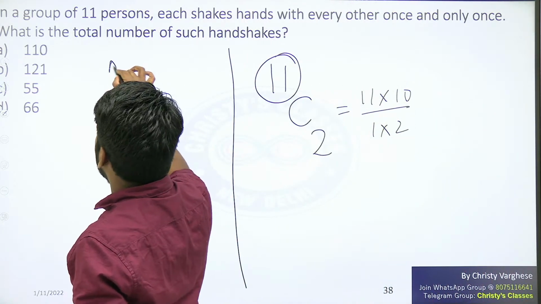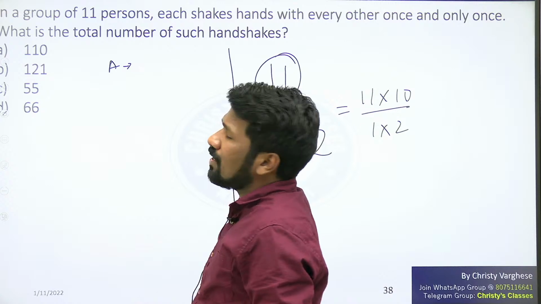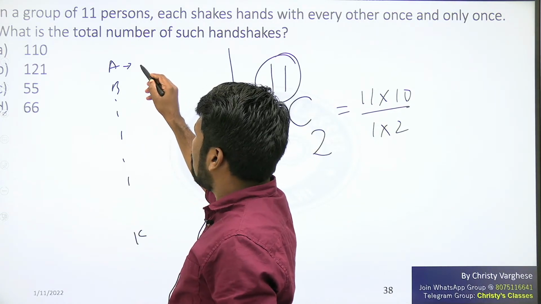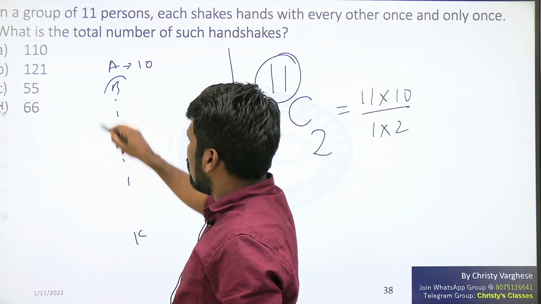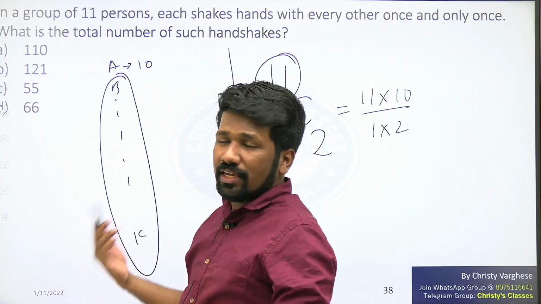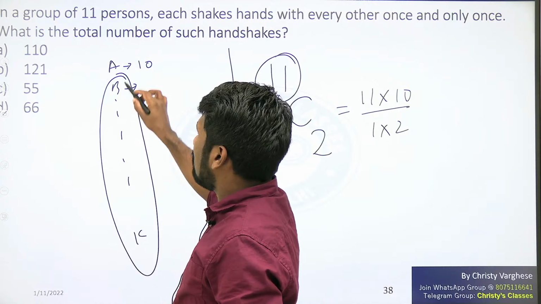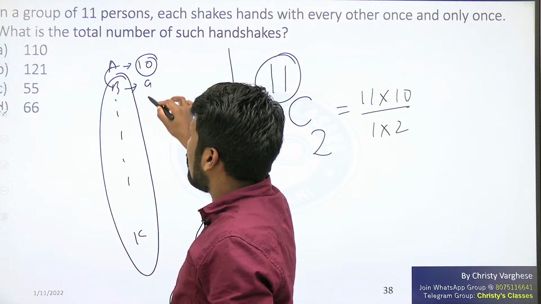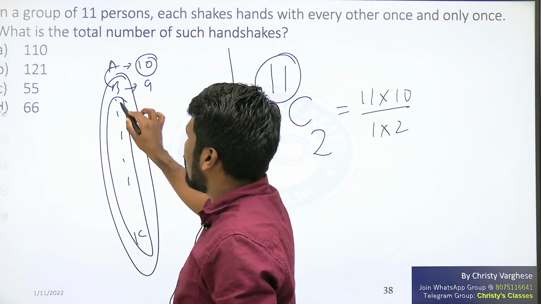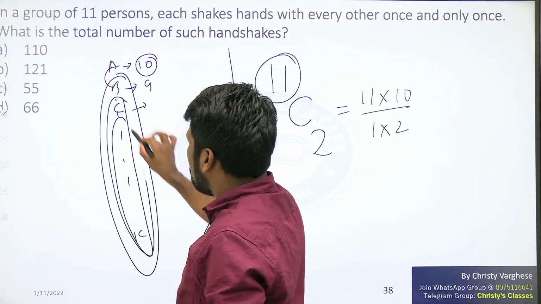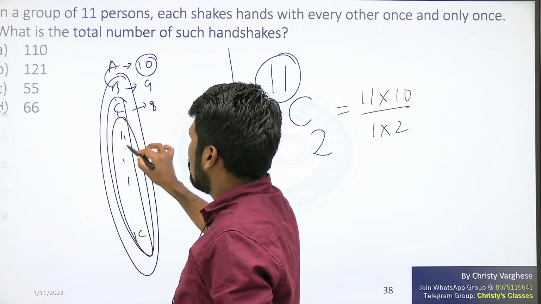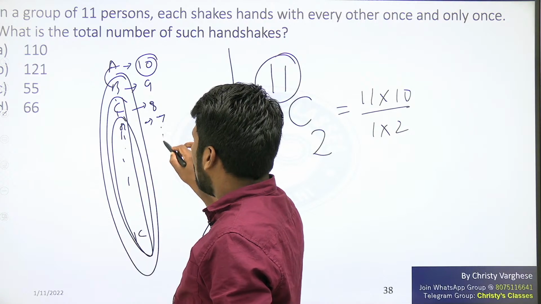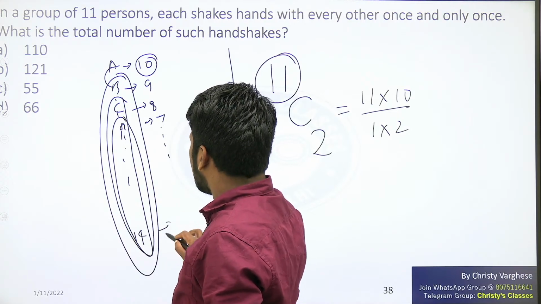Otherwise, you can just think if A, B, C, D up to K, they are the 11 people. A will handshake with everyone else, 10 people. B will handshake 10 people, but already 1 handshake of A is counted in this list. So remaining 9 people only we should handshake again. C will handshake only remaining 8 people, just like the previous question. And D will handshake 7 people, up to finally K will handshake 0 people.